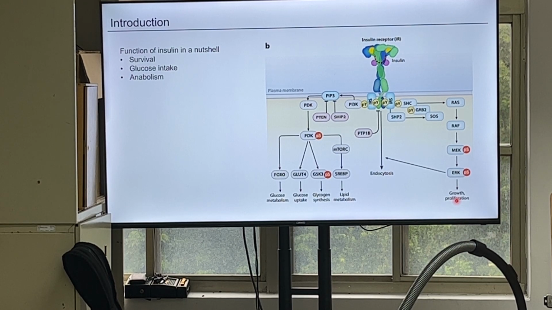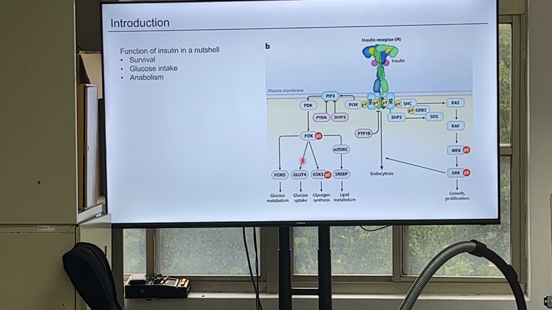All right, so what we have here is this one, which is mainly about metabolism. We call it the PI3K-AKT axis. So this part is metabolism, this part is signaling, and this part we call the MAPK axis. They do different things.